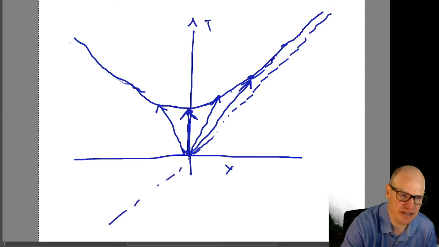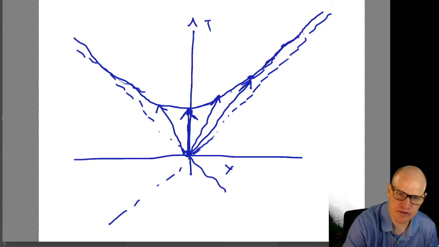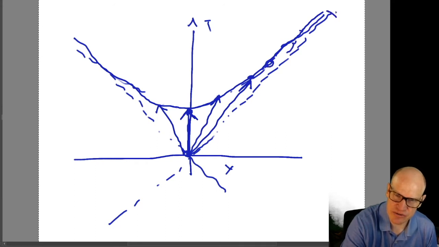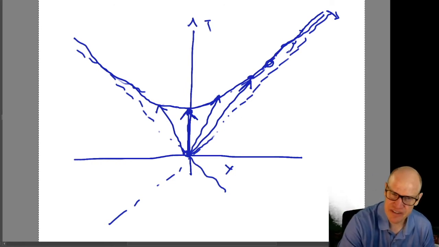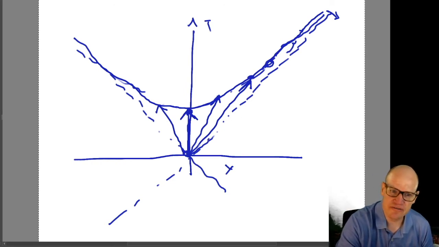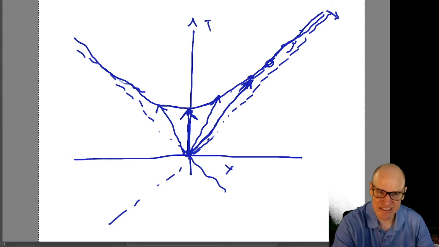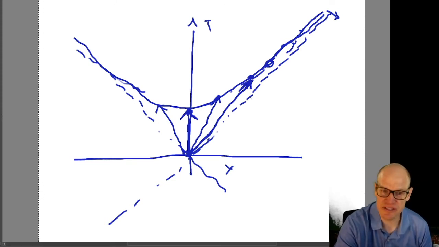A hyperbola has two asymptotes. They come in like this, and it asymptotically approaches that, but it never crosses it. And so when you do these transformations, it moves you along this hyperbola, and you never actually cross the asymptote. The slope of this line is always going to be less than the asymptote, and so the velocity will always be less than 1.